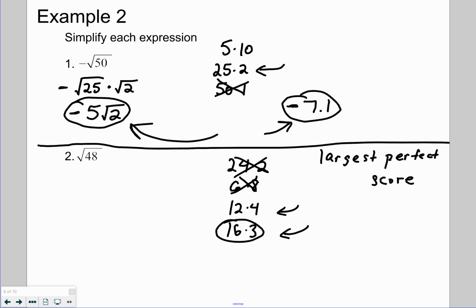All right, so let's write it down. The square root of 16 times the square root of 3. And you told me the square root of 16 is 4. So we are finished. 4 times the square root of 3 is the simplified answer. Questions? All right, let's keep it going.